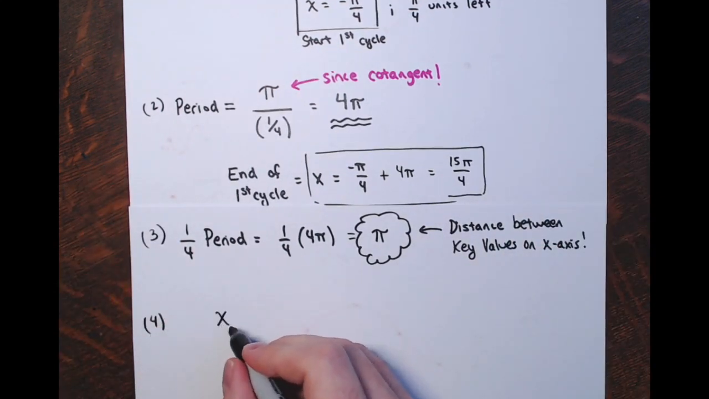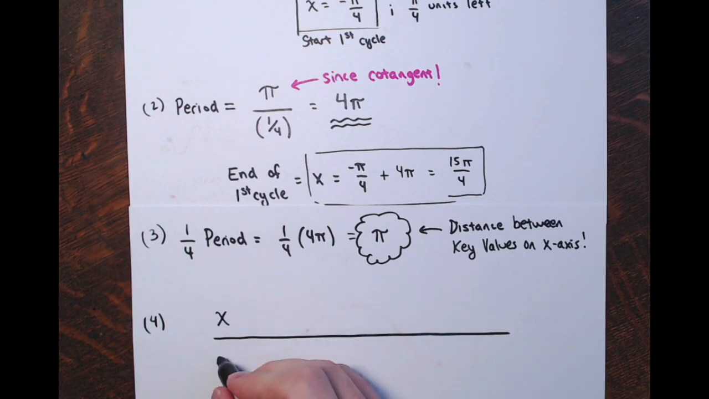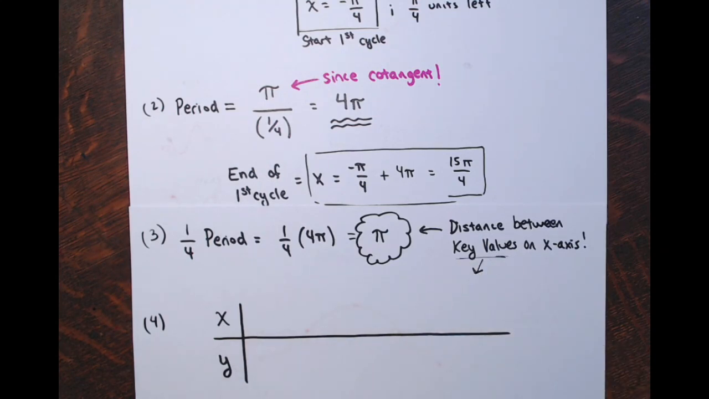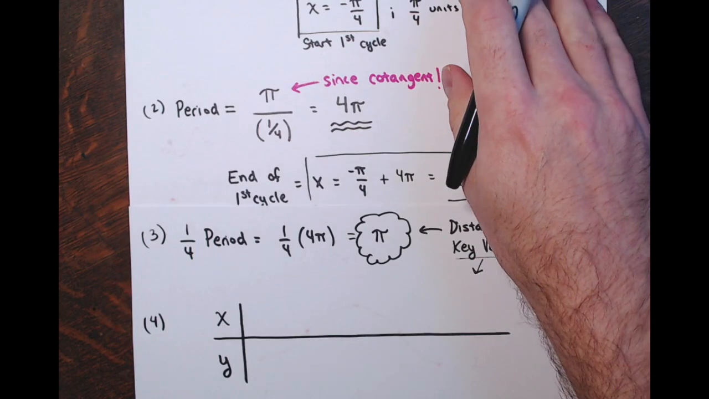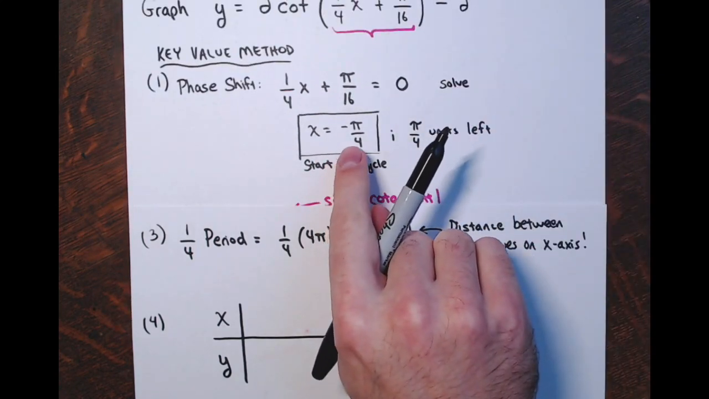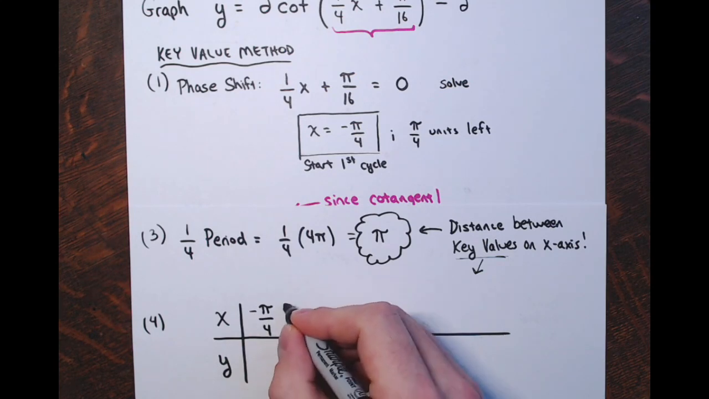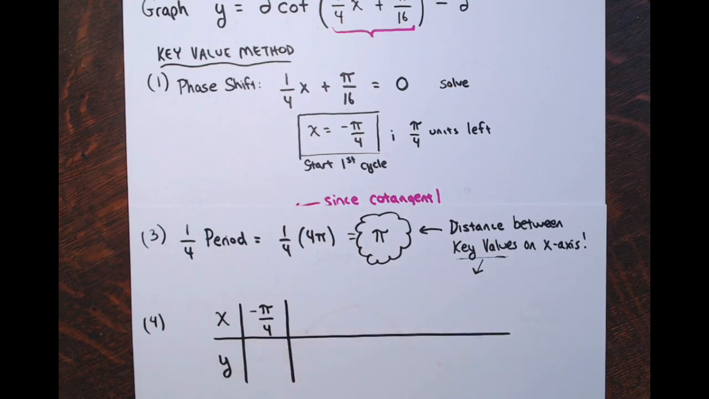So we have x values, y values, and the first, again, a table of these key values right here. The first of these is, like I said, when I found that phase shift, where am I starting? It's at negative pi over 4. Negative pi over 4 is where I'll start my graph from.